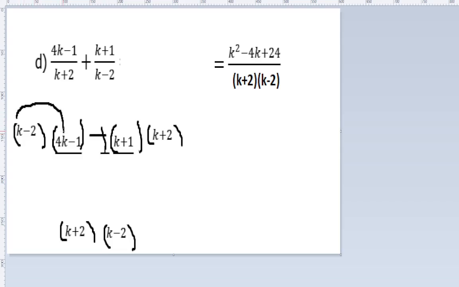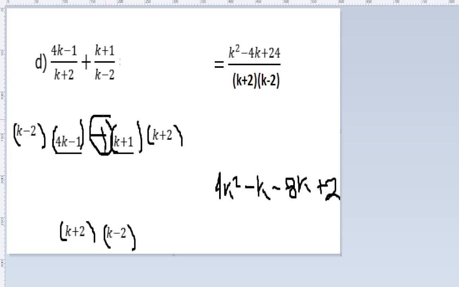So it's really annoying. k times 4k, 4k squared. k times -1, minus k. -2 times 4k, minus 8k. And then finally, -2 times -1, plus 2. So we get this annoying thing. Where it can get complicated is if this is a minus, this minus is going to end up affecting everything. But so far, he's kept it plus.